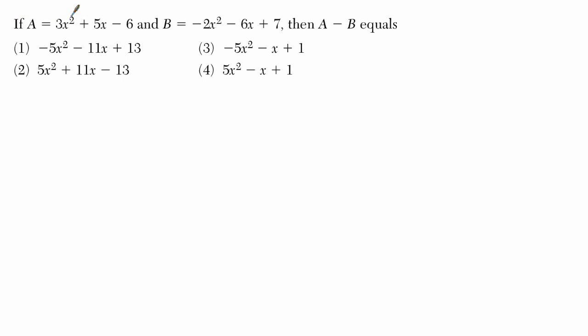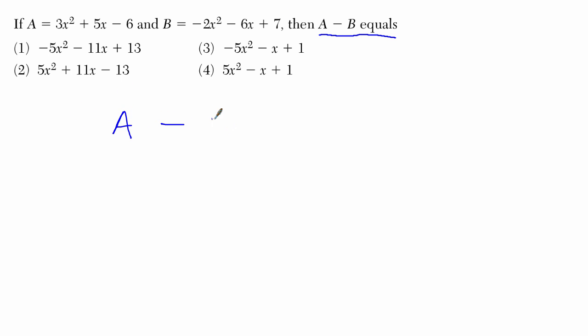If a equals 3x squared plus 5x minus 6, and b equals negative 2x squared minus 6x plus 7, then a minus b equals which of these four answer choices? Okay, so we are looking for what a minus b equals. That's what we're looking to find. And so, let's go ahead and write that.